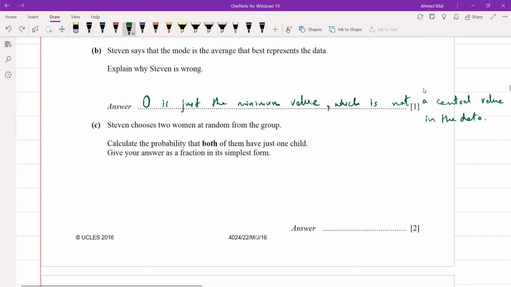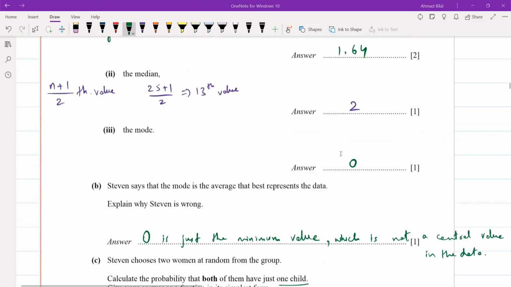Stephen chooses 2 women at random from the group. अच्छा, अब ये 25 women in total, उनमें से 2 select की हैं at random. Calculate the probability that both of them have just one child. Give your answer as a fraction in the simplest form. Both of them have just one child. How do we calculate this? Let's go and look at the data.